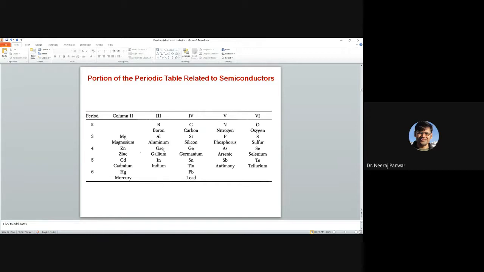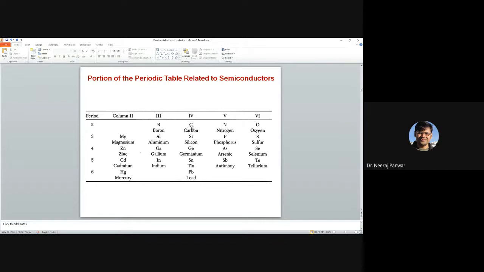So far so good. In this periodic table, we have several columns: second, third, fourth, fifth, and sixth. The reason to show this table is that elements from group 4 are used to make semiconductors. For example, silicon and germanium are very much used, but carbon is not used. Carbon is not a semiconductor.